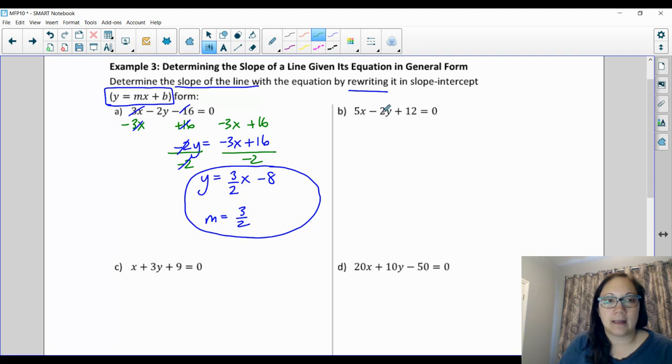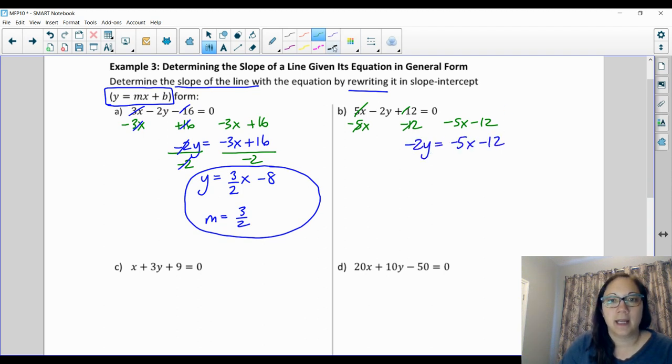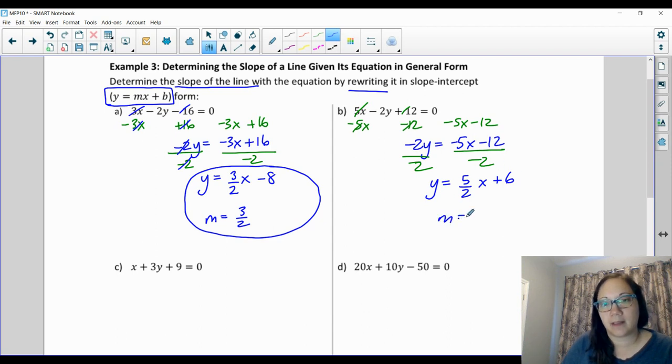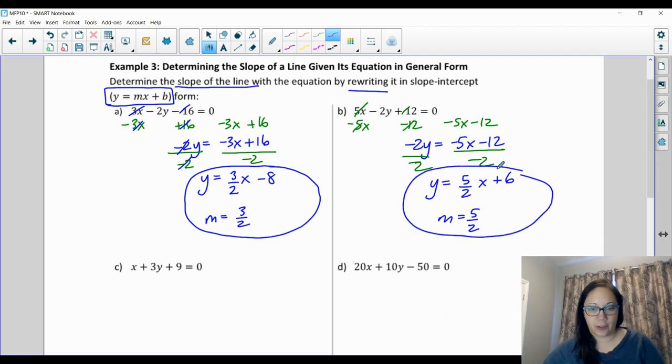So I want to get the -2y by itself. So I'm going to subtract 5x and I'm going to end up subtracting 12 from each side. So that leaves me with -2y equals -5x minus 12. Now I'm going to divide each side by -2. And I end up with y equals positive 5 over 2x plus 6. So negative divided by negative gives us a positive fraction here. -12 divided by -2 is where we get the positive 6 from. And our slope is just going to be our m value. So it is 5 over 2.